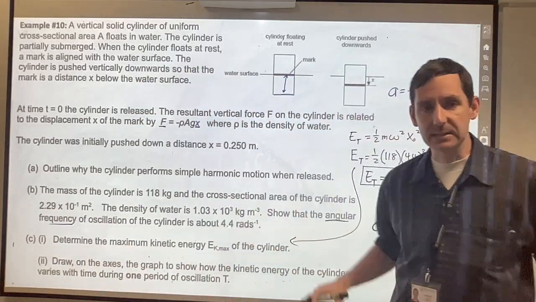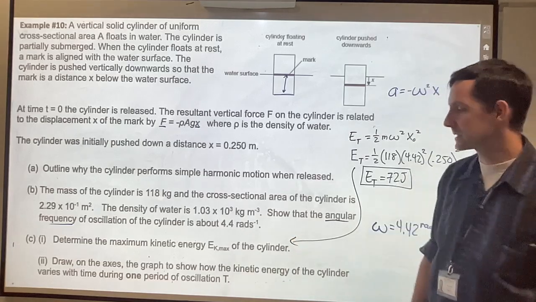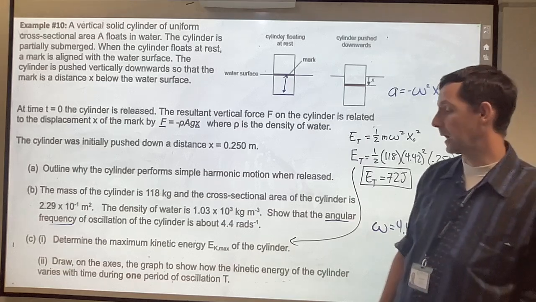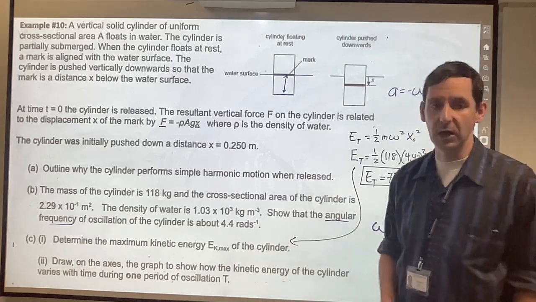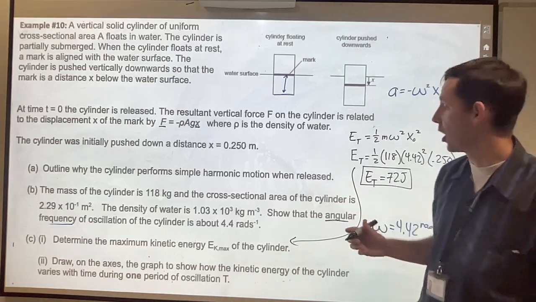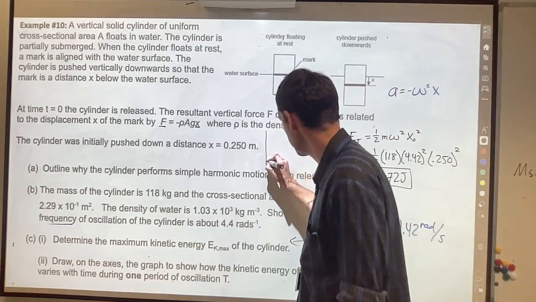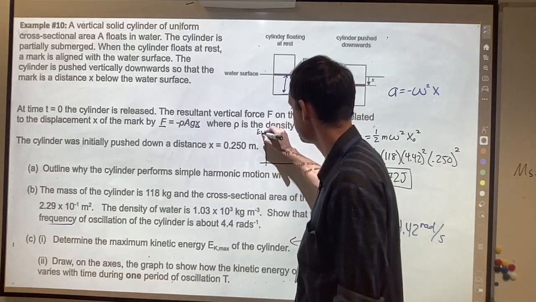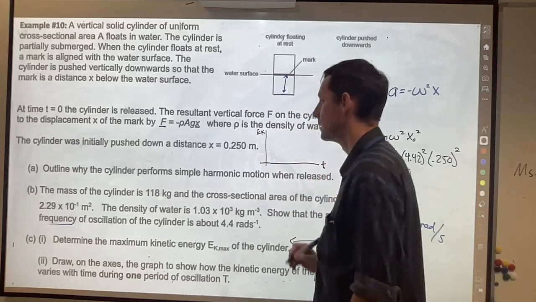The last thing that it asks us to do is draw on the axes the graph to show how the kinetic energy of the cylinder varies with time during one period of oscillation T. So it doesn't give me an axis, so I'm going to go ahead and draw it. I'm just going to draw a little one right here. This should be enough. So this is going to be kinetic energy. This is going to be time.